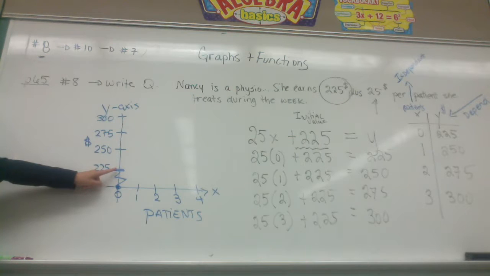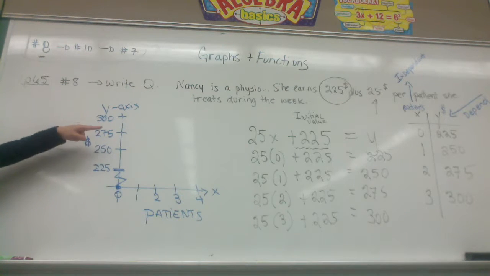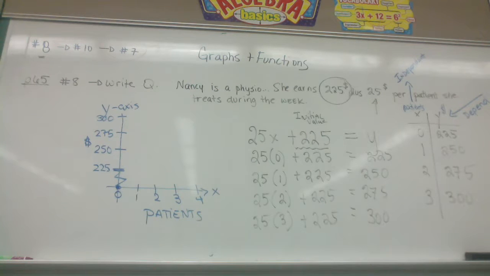I'm going to start at 225 and then I'll go up consistently by 25s, because otherwise our graph would be off the chart. Can you do a bar graph? It's never a bar graph. It is a broken line graph where we connect the dots.